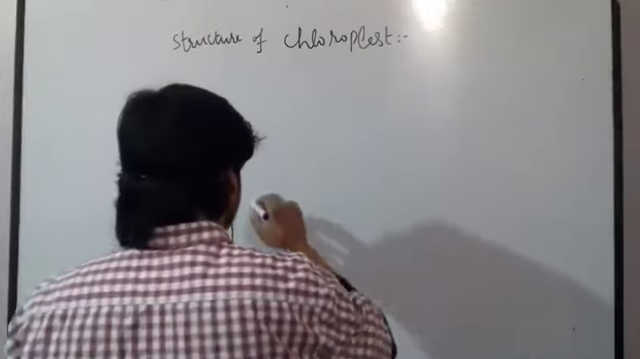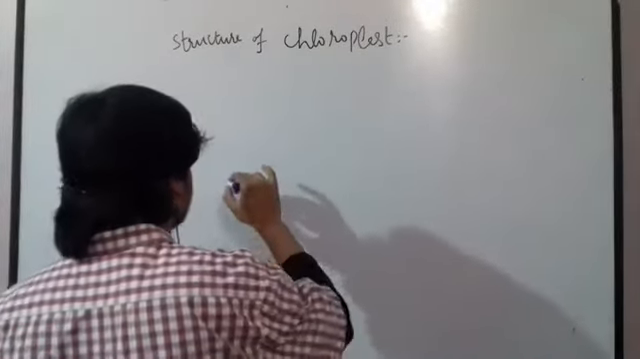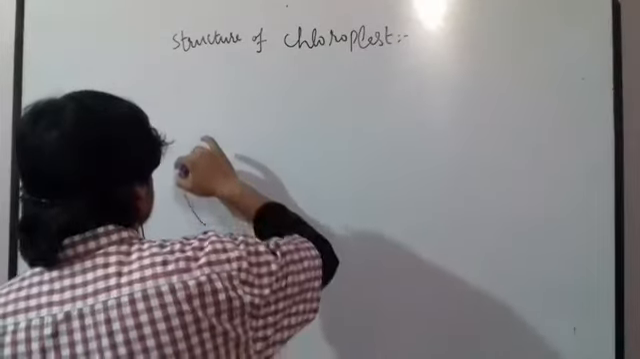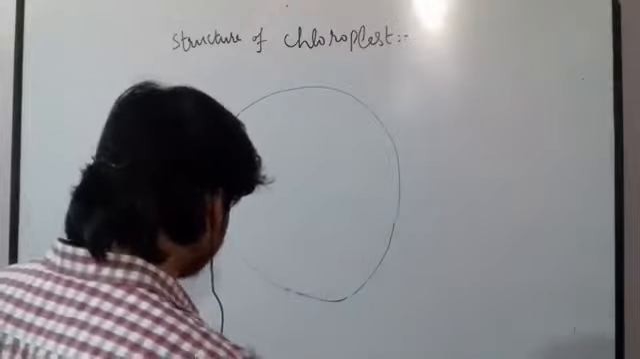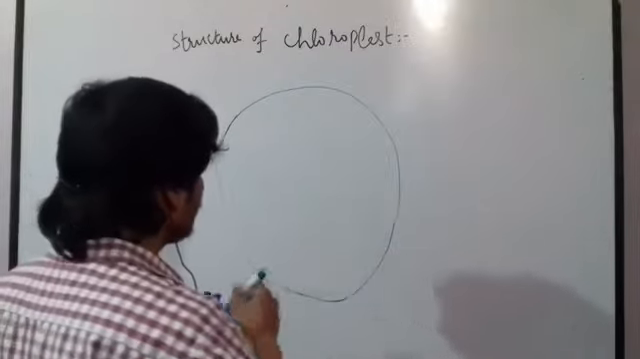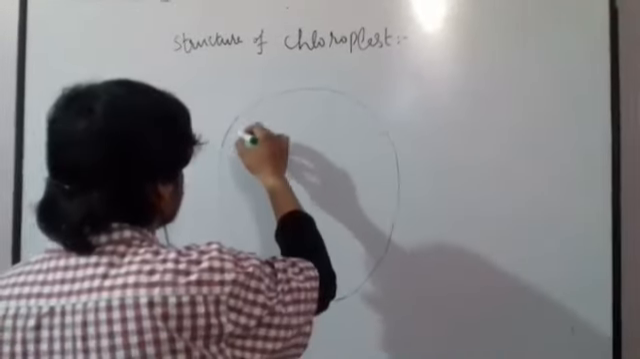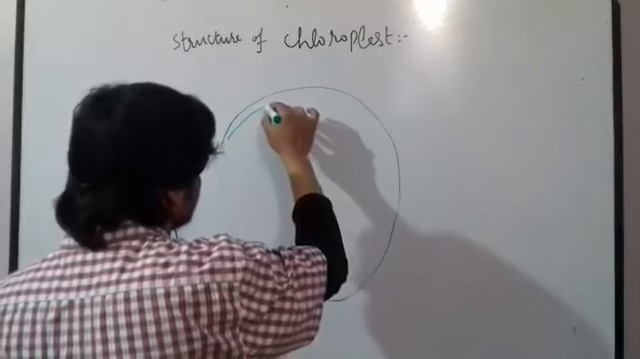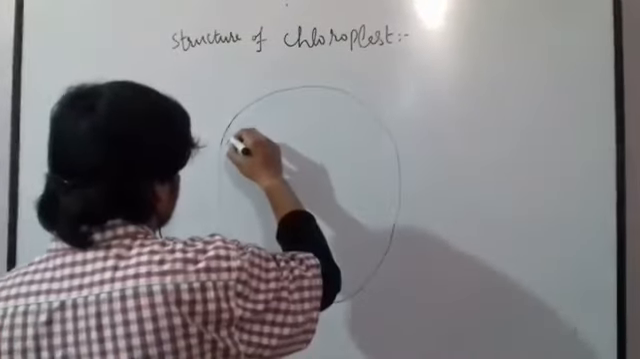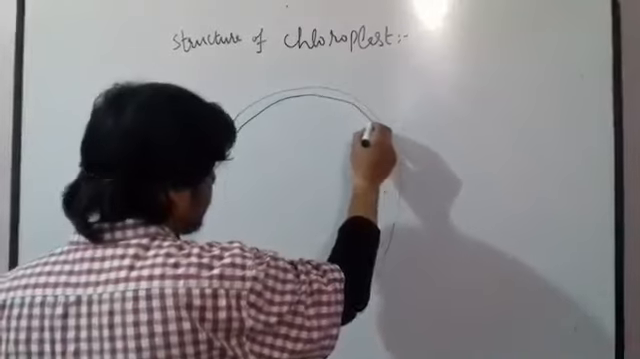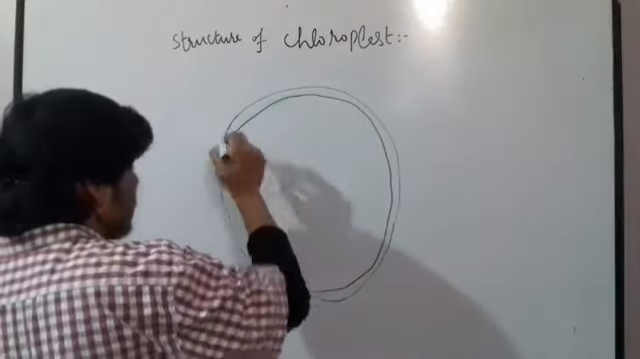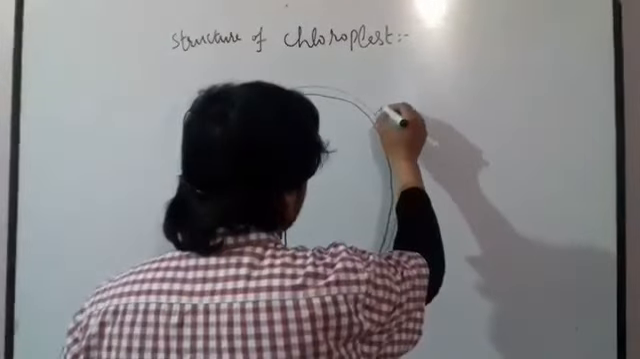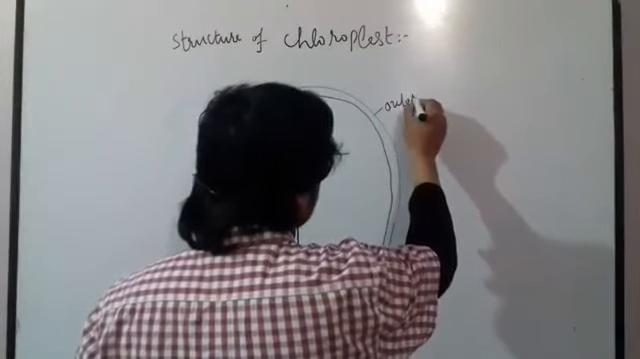Now if we talk about the plant cell chloroplast, as I told you, it looks like an oval shape. So the chloroplast in a plant cell is in an oval-like shape. Now this is the outer membrane. So they have a double membrane, one is the outer and the second is the inner membrane. So this is the inner membrane, and this is the outer membrane.